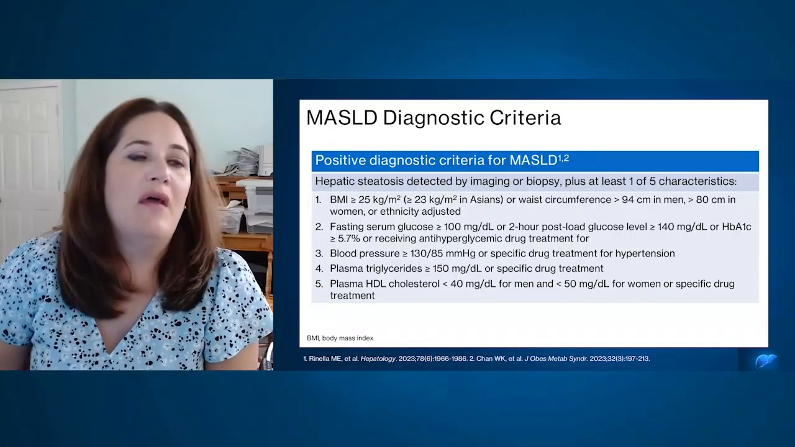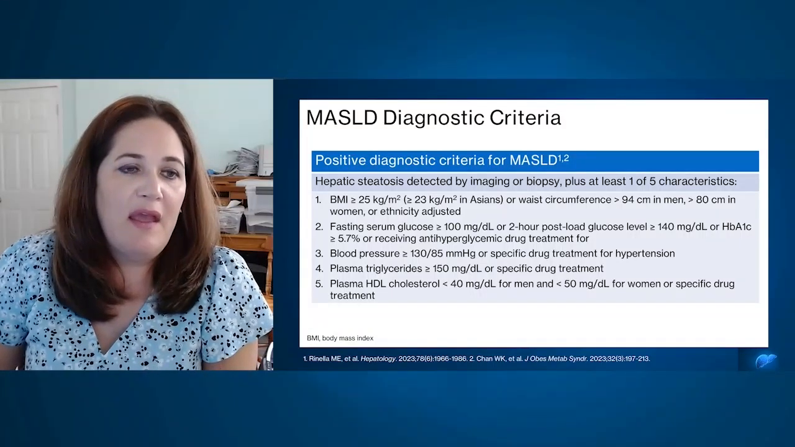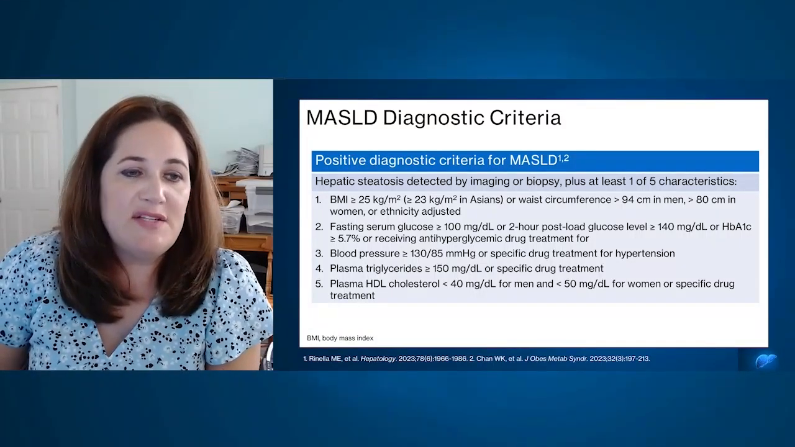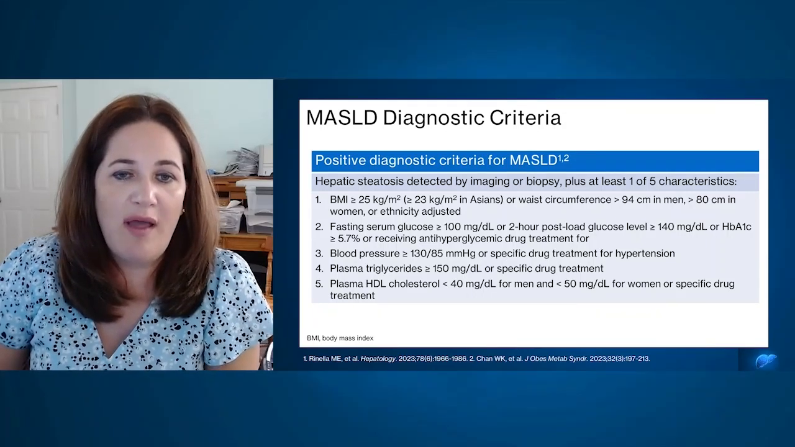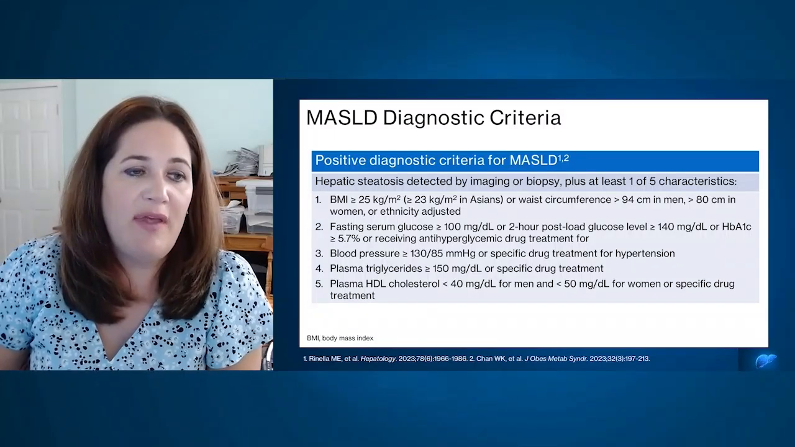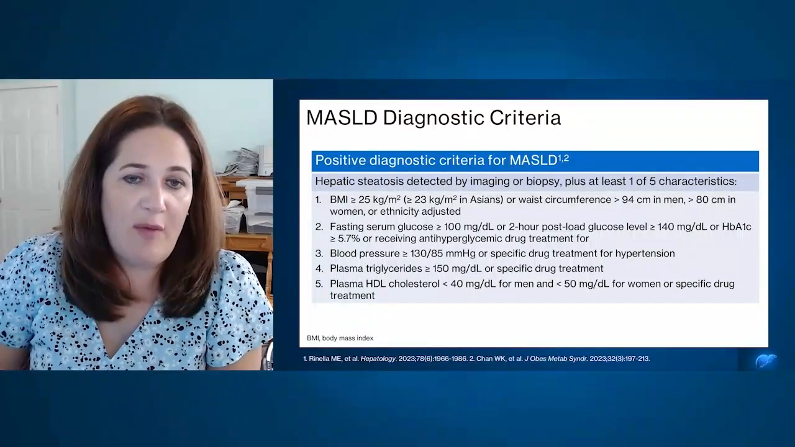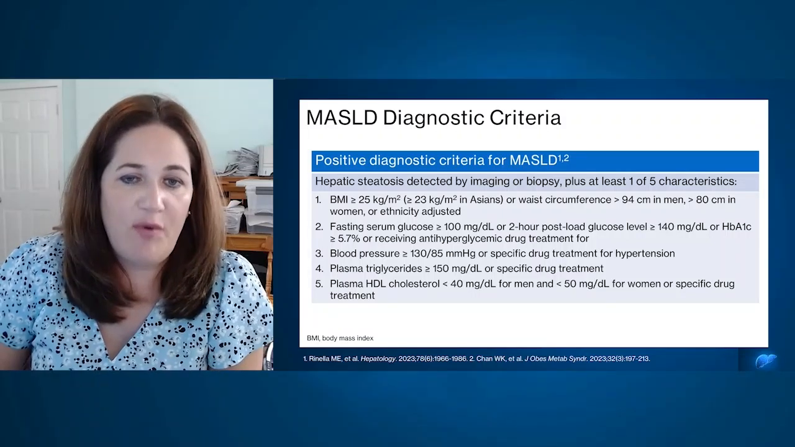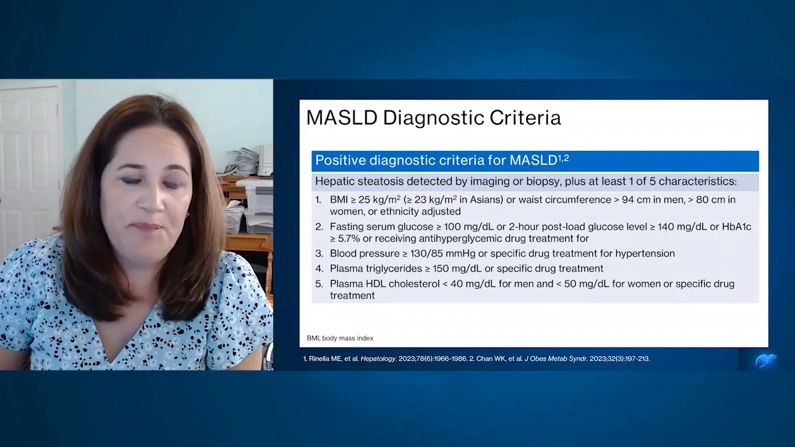What is our MASLD diagnostic criteria? It's defined as hepatic steatosis detected by imaging or biopsy, plus at least one of the 5 characteristics. Number 1, BMI greater than or equal to 25, or waist circumference of greater than 94 centimeters in men and 80 centimeters in women, or ethnically adjusted.